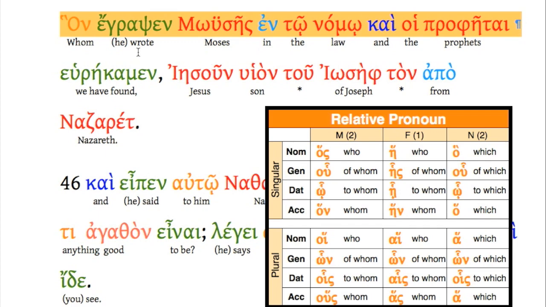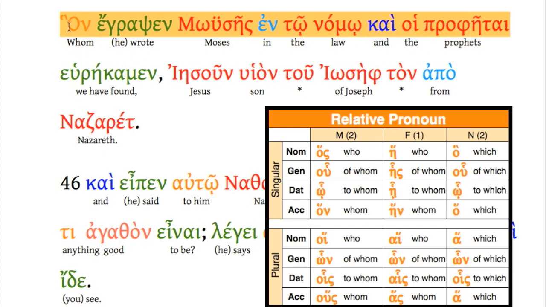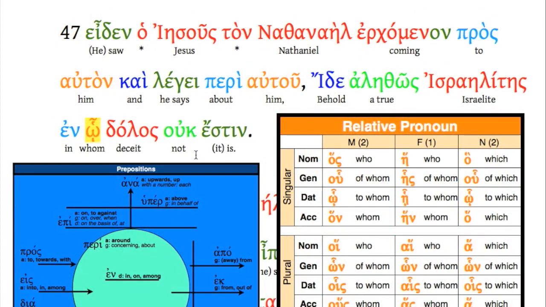Whom Moses wrote in the law and the prophets, we have found. So here's the subject and verb. We have found whom Moses wrote in the law and the prophets. So this hon turns the whole thing into the object of the finding here. Then here's our last one in verse 47, and notice once again we have a preposition. So the preposition is determining the case here.